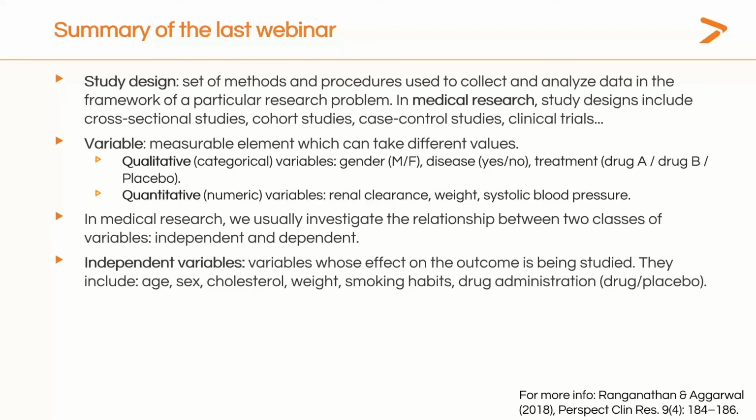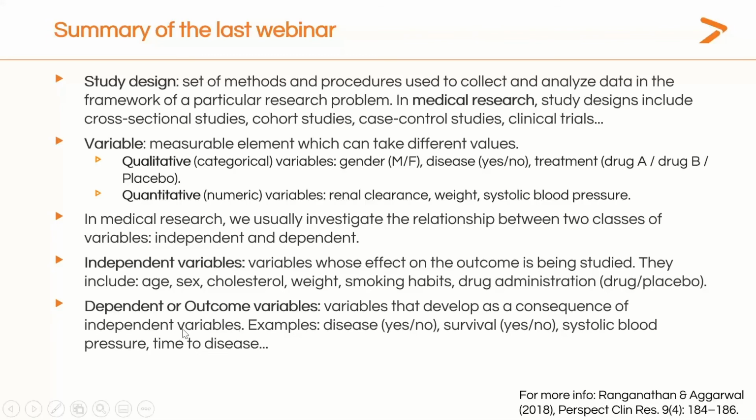So independent variables are the variables whose effects on the outcome is being studied, and they include, for instance, age, sex, cholesterol, weight, smoking habits, drug administration. Some of these independent variables can be totally controlled, such as drug administration. This is typical of clinical trials. And other independent variables are more inherent to the patients, and they cannot be as such controlled, such as age, sex, cholesterol, weight, and so on.